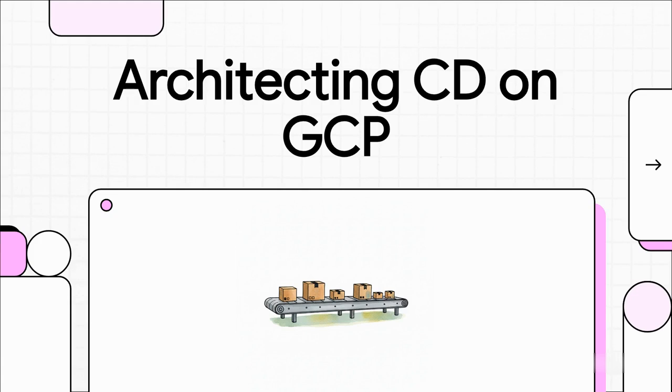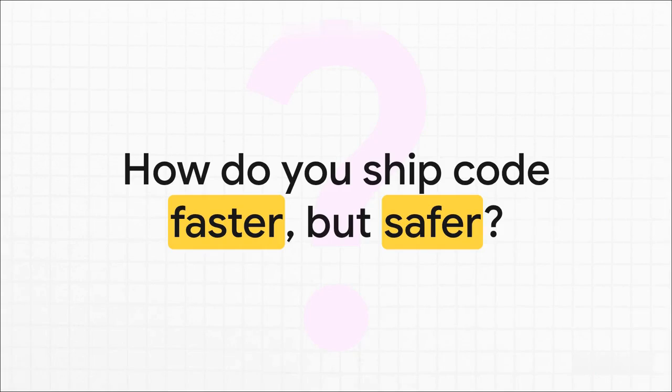Let's get into it. And this is the fundamental problem every single development team faces, right? Do you move fast and risk breaking things? Or do you move slow and risk falling behind? The good news is, you don't actually have to choose. This explainer is all about showing you how to build a pipeline that gives you both speed and safety.